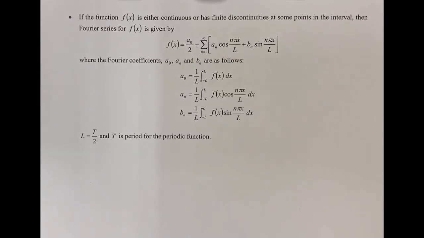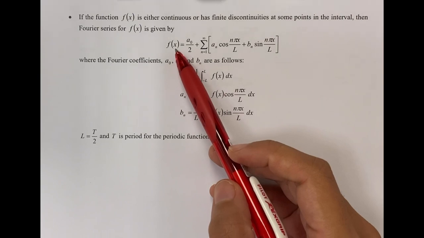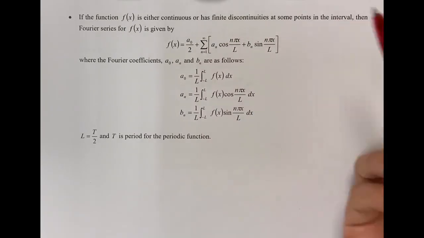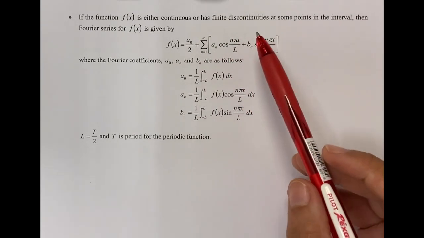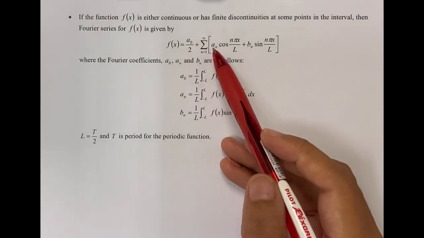In Fourier series, we have this formula. If the function f(x) is either continuous or has finite discontinuities at some points in the interval, then the Fourier series for f(x) is given by this formula. f(x) is equal to a0 over 2 plus summation n from 1 to infinity of an cos n pi x over L plus bn sin n pi x over L, where you need to find the Fourier coefficients a0, an and bn.